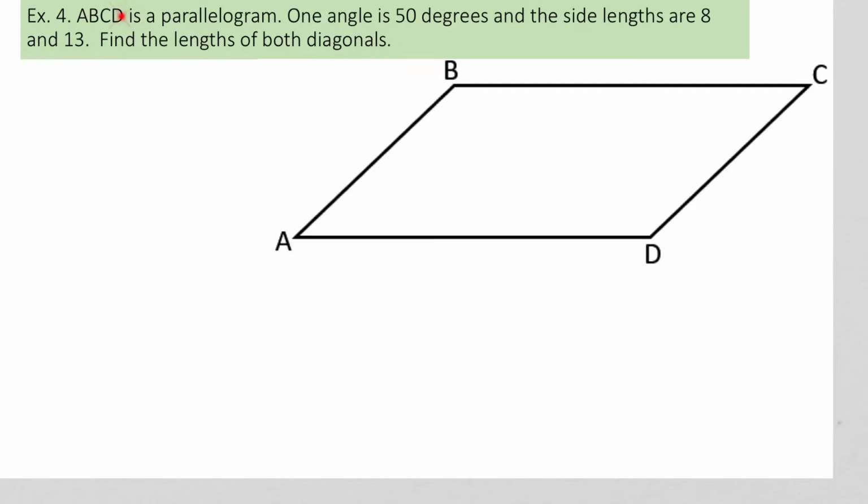All right, so first of all, what is a parallelogram? Back to geometry, a parallelogram has opposite sides that are congruent, and they're also parallel to one another. The other two sides this way are also going to be congruent and parallel to one another. We learned that in geometry.